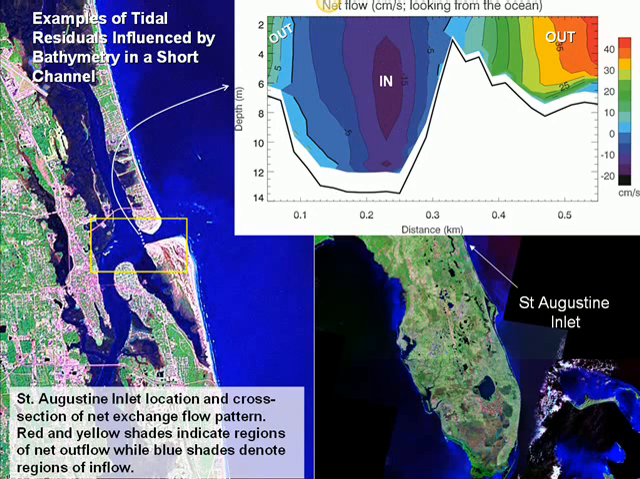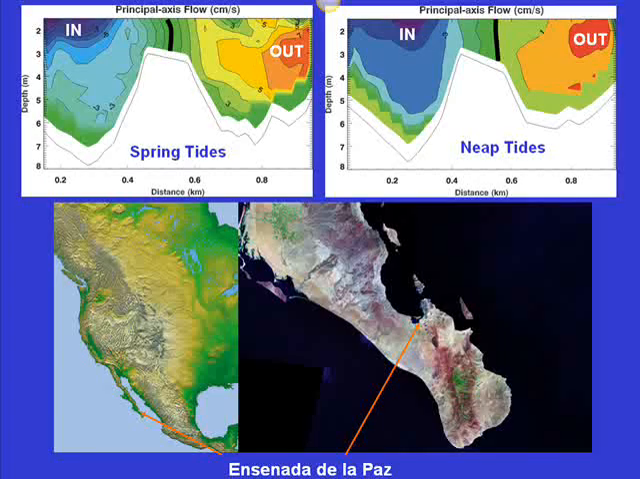Does that sound like what theory predicted for a short channel, right? So that's pretty encouraging. Again, this is for a system where neither density gradients nor wind were playing a role in the mean flows. This was mainly driven by the tidal flows. Let's look at another example.